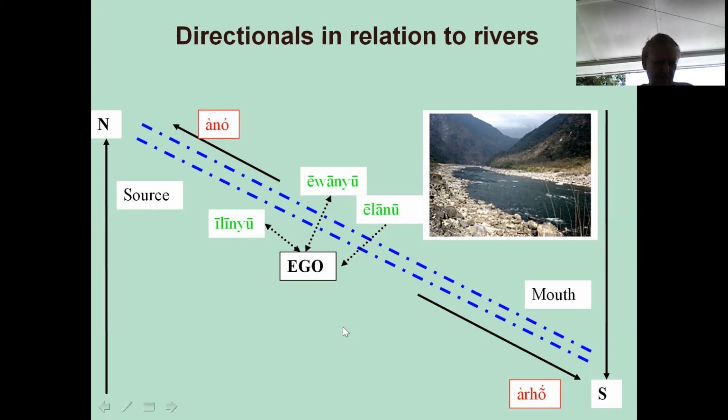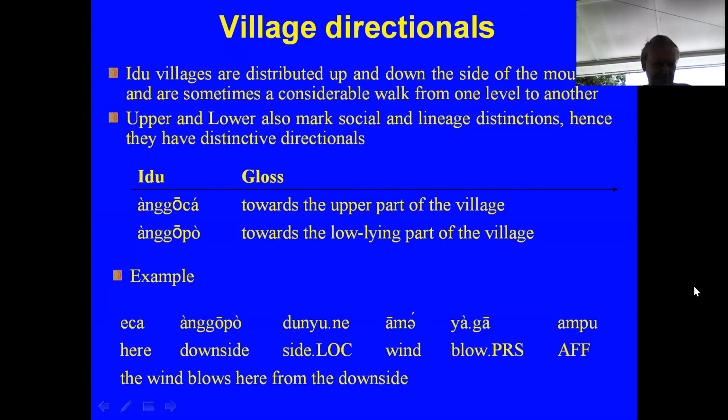So rivers play an important role in Edo society, because all the original 6 clans were based along 6 major river valleys, and originally it looks like there were 6 sub-dialects which corresponded to the rivers. So clearly these have begun to merge, but still rivers play this important role in the directional system.